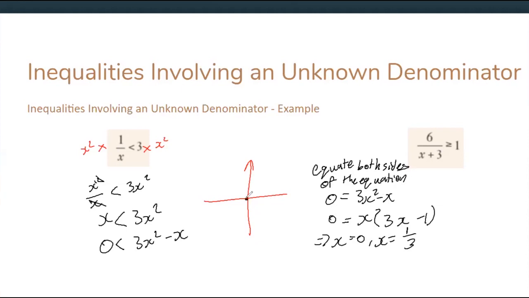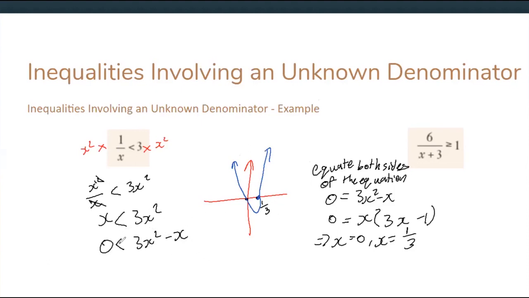So I know that they're going to be at 0, and let's label this as a third. And now if I look here, my coefficient for x squared is going to be 3, which is going to be positive. So that means that this is a concave up parabola. And that's basically all I need to know to solve this inequality.